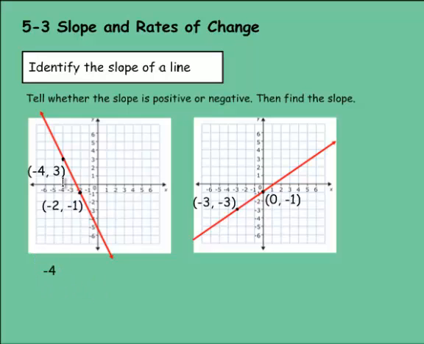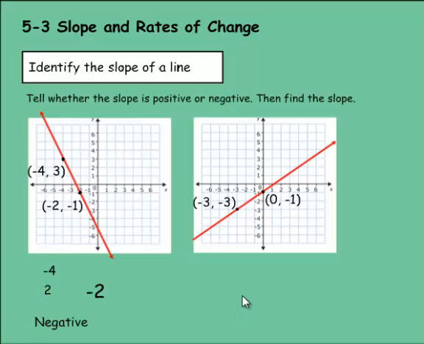And then the run would be from this point to this point on x, which would just be a step of 2. We went from negative 4 to negative 2. So it would be negative 4 over 2. Simplify that. Negative 4 divided by 2 is negative 2. So that would be our slope. And because it's a negative, it is a negative slope. So we're just going to say negative.